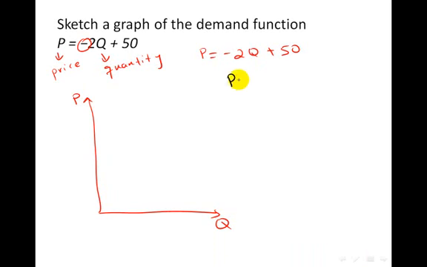Okay, let's do P equals negative 2 times 0 plus 50. This will be gone. So P would be 50. So when Q is 0, P would be 50. This is my first point.